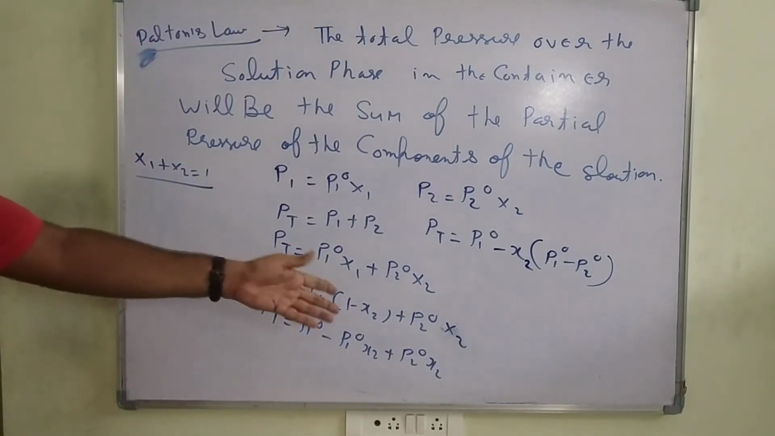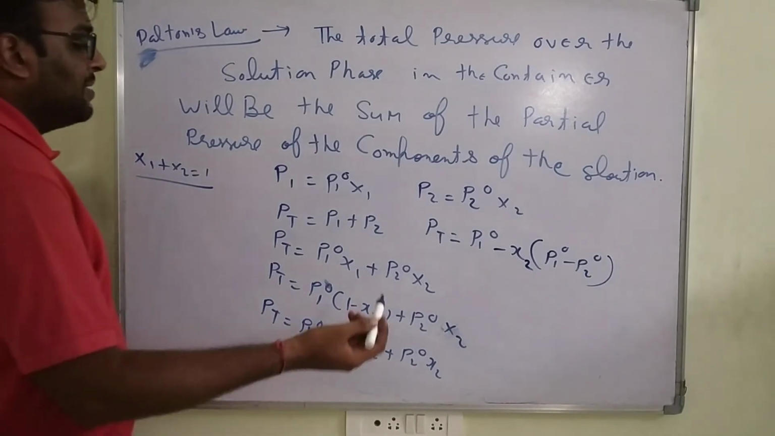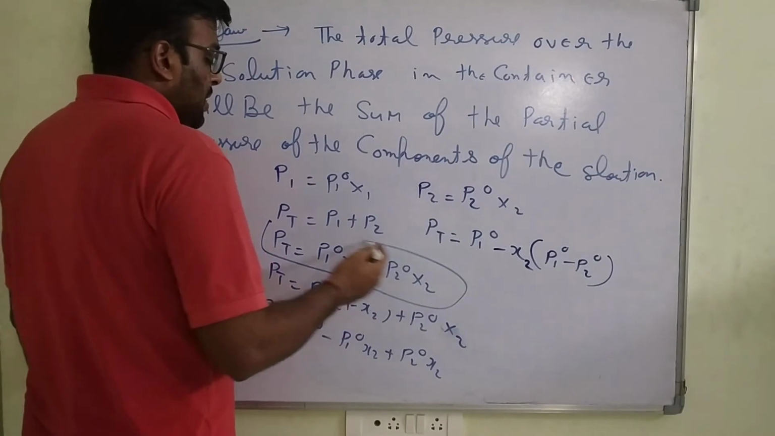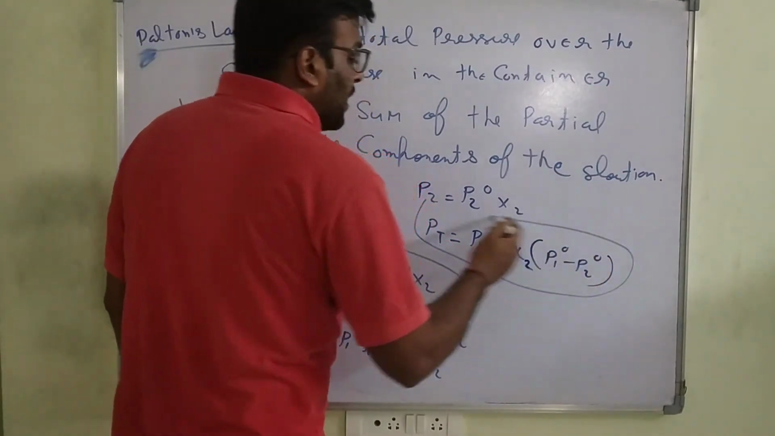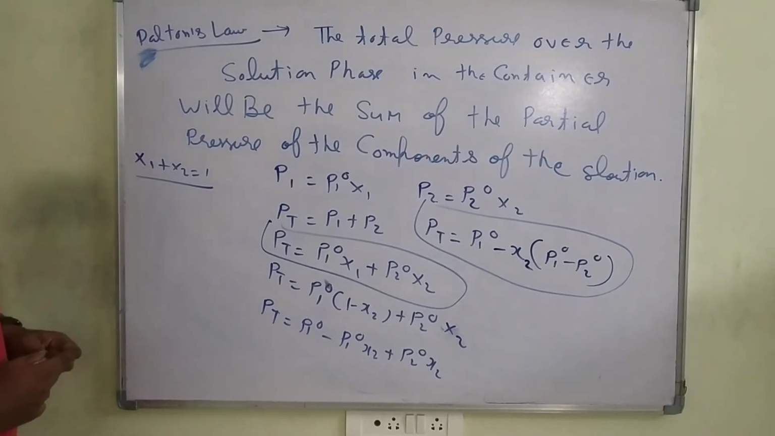If x2 is missing, we keep it as 1 minus x1. So this is the final one. Basically, the main formula is this. In your textbook, it is written like this. Don't get confused over here. You can apply it in this way also. There is no problem with that.